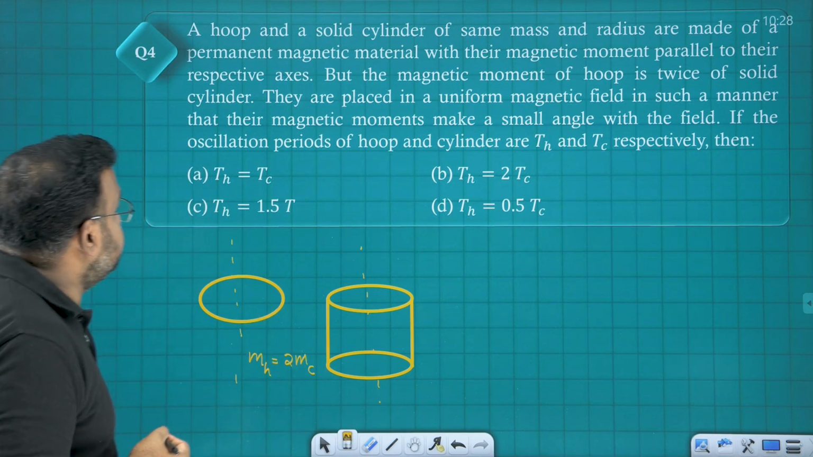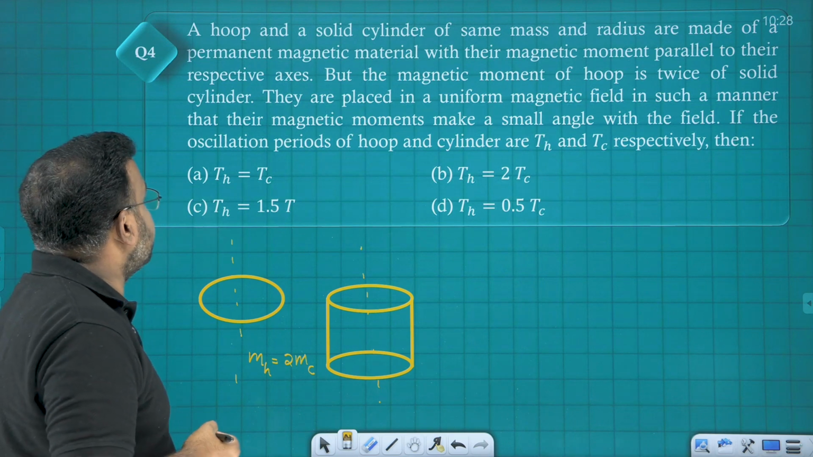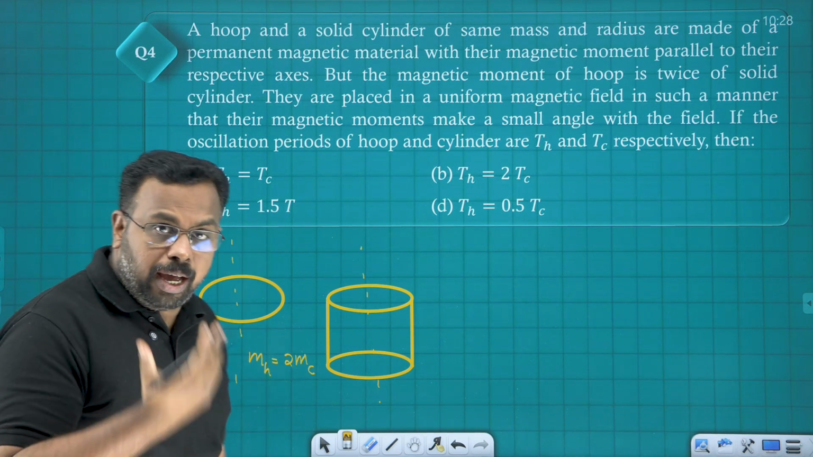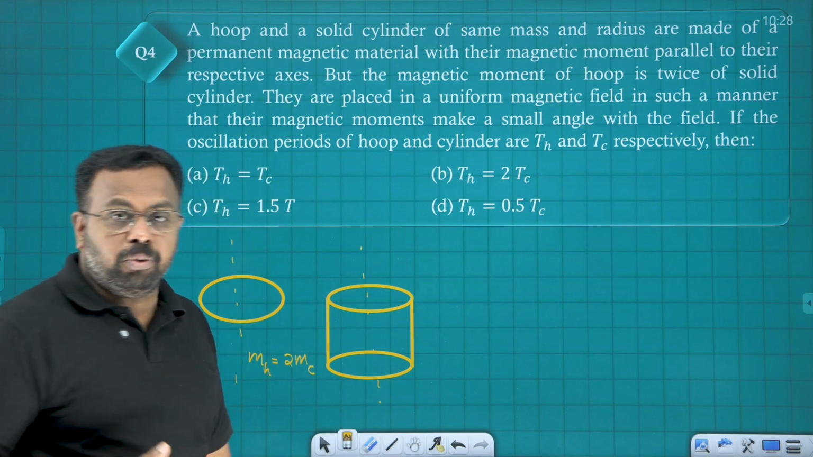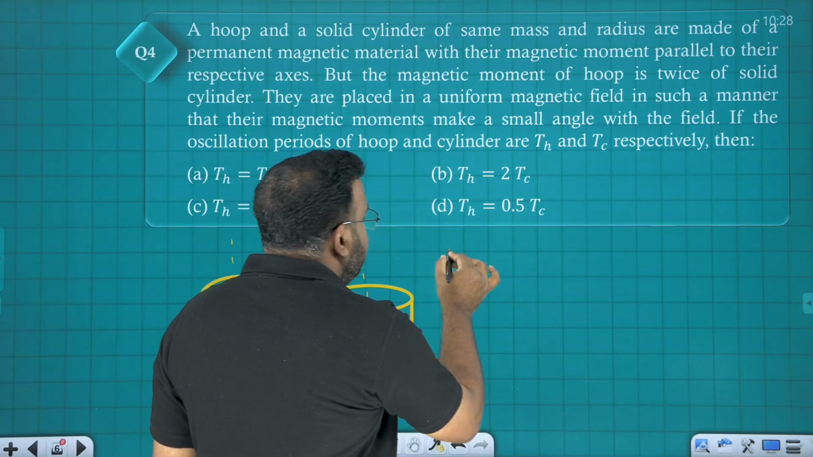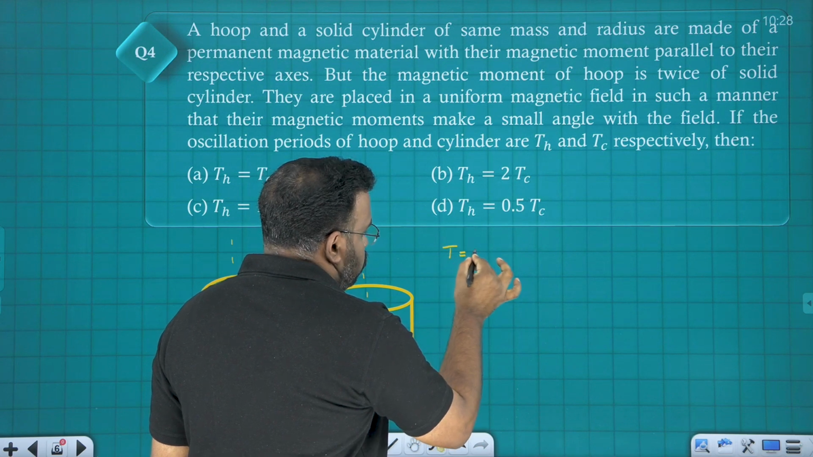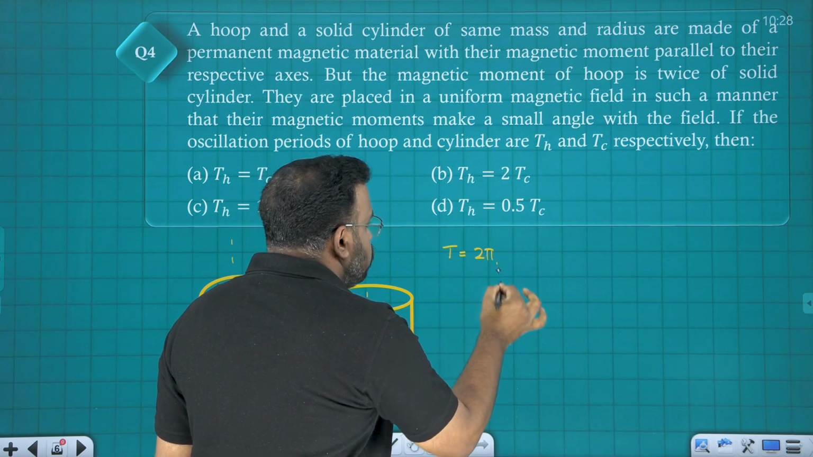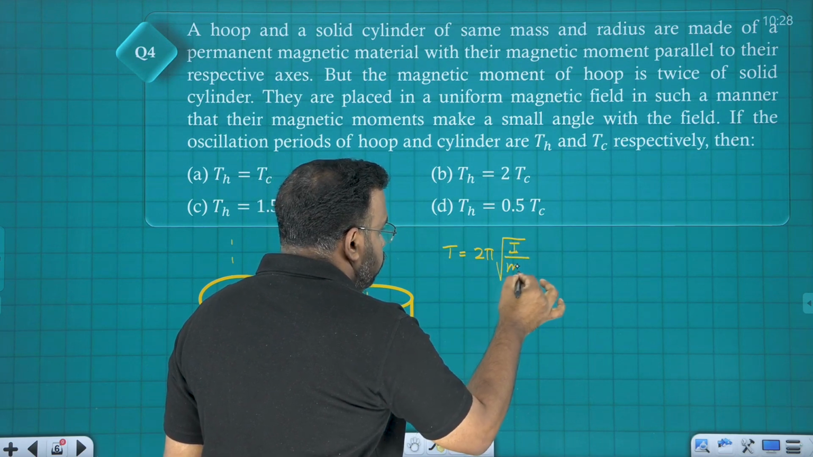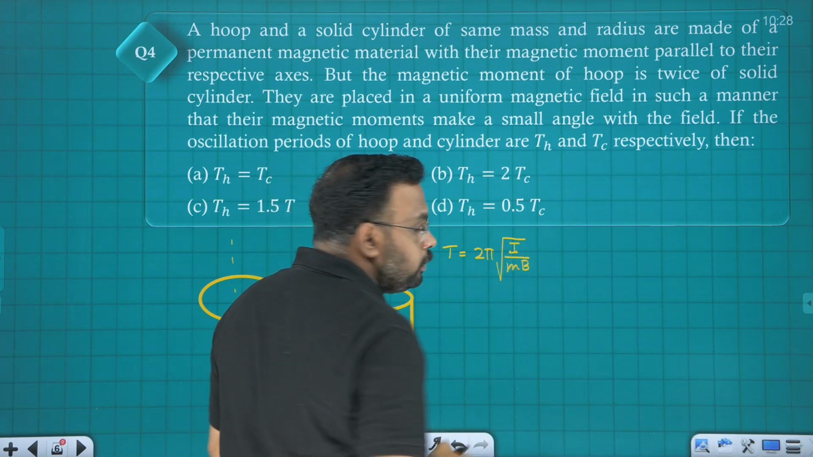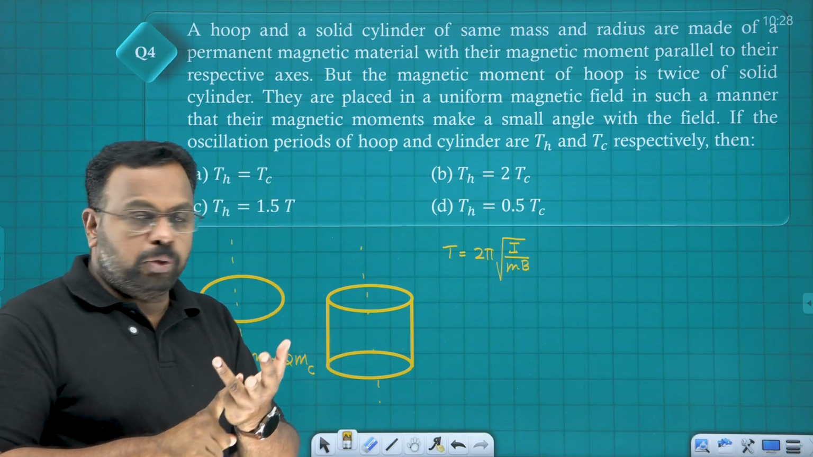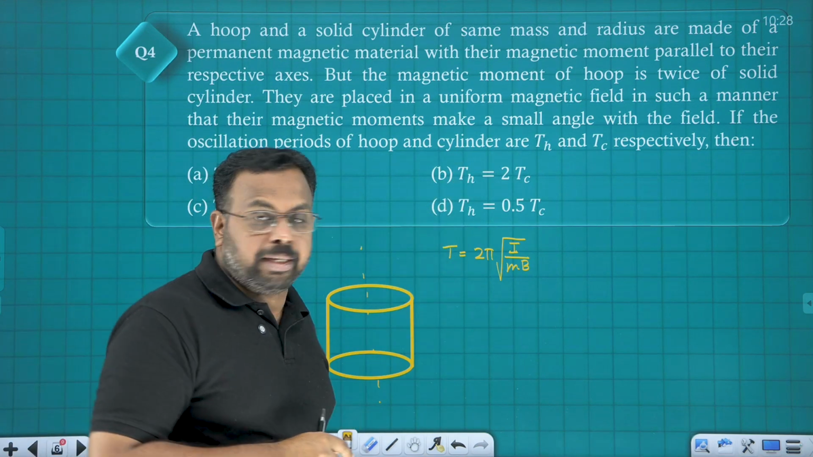mH is equal to 2 mC. They are placed in a uniform magnetic field in such a manner that their magnetic moments make a small angle. We have a formula for the period of oscillation for a magnet in a magnetic field. What is that formula? T is equal to 2 pi root of I by mB. You know that. Here B is same for both because it is in the same magnetic field.